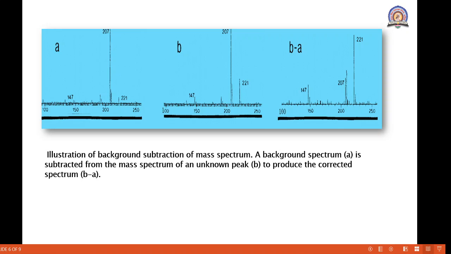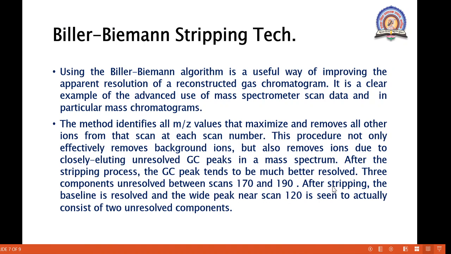Okay, student, you only have to remember that in these two spectra the principal ion and the background ion peak are the same. But when we subtract the background, we get the principal ion, that is 221. Okay, so this is nothing but the background subtraction.